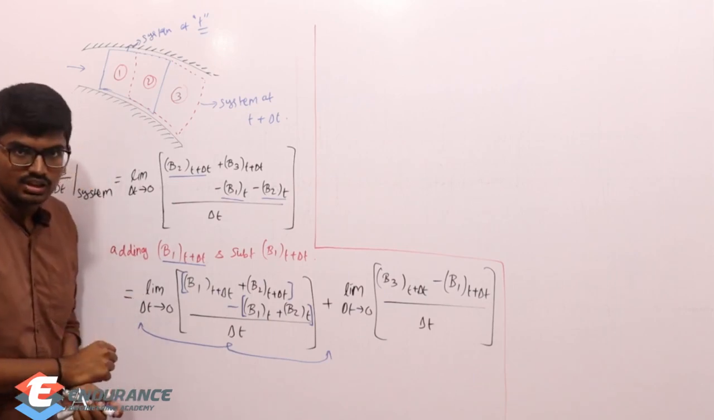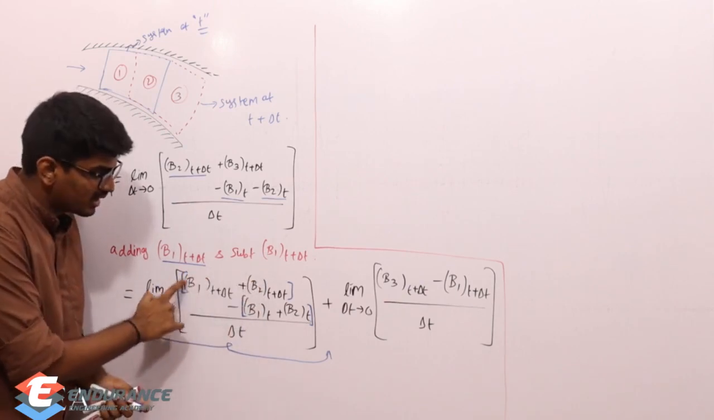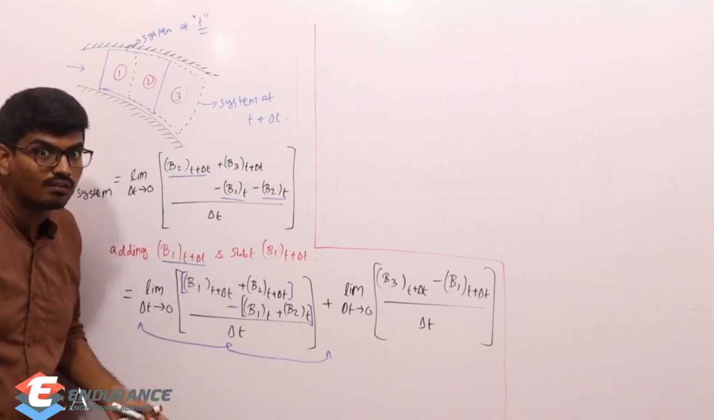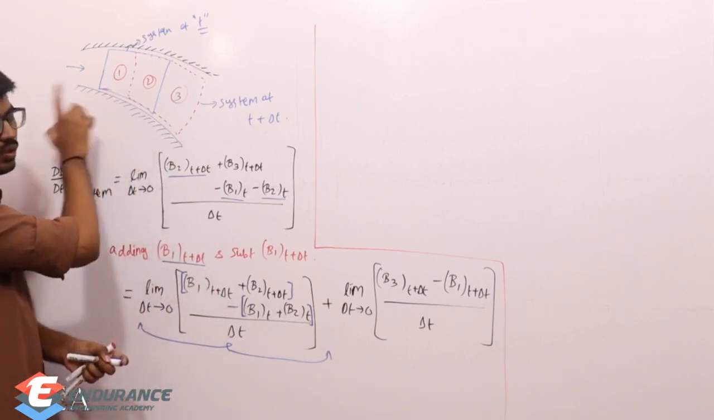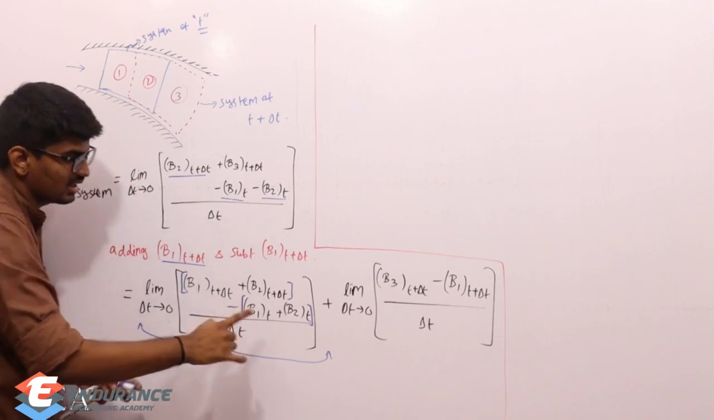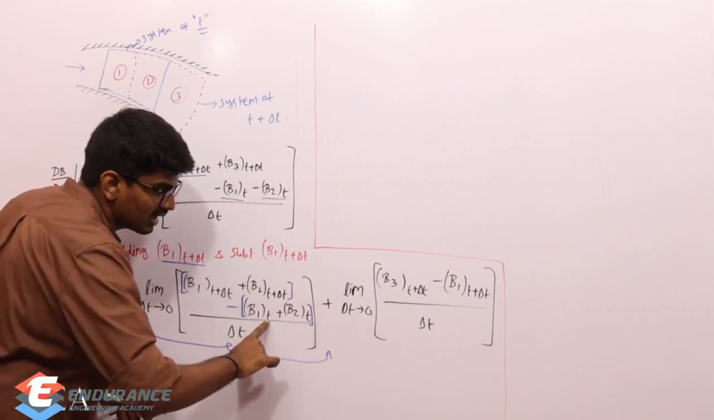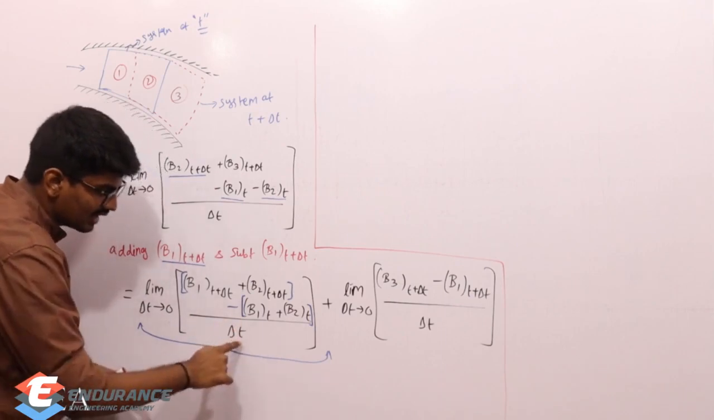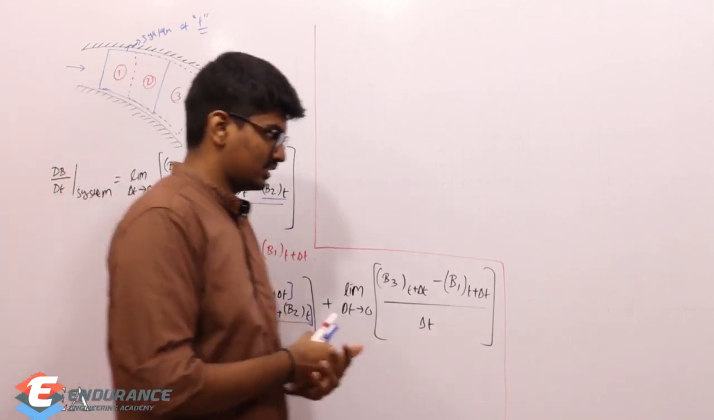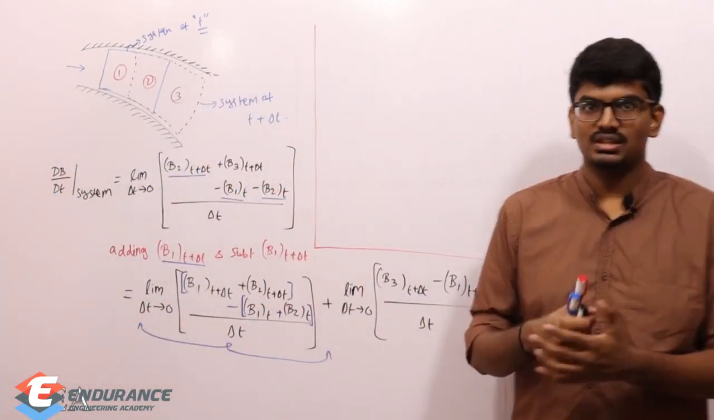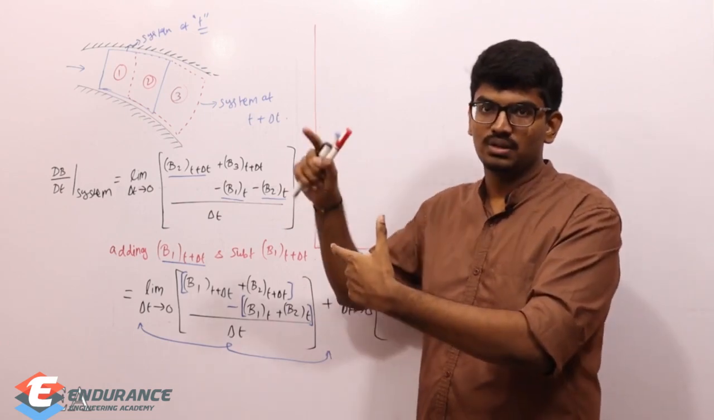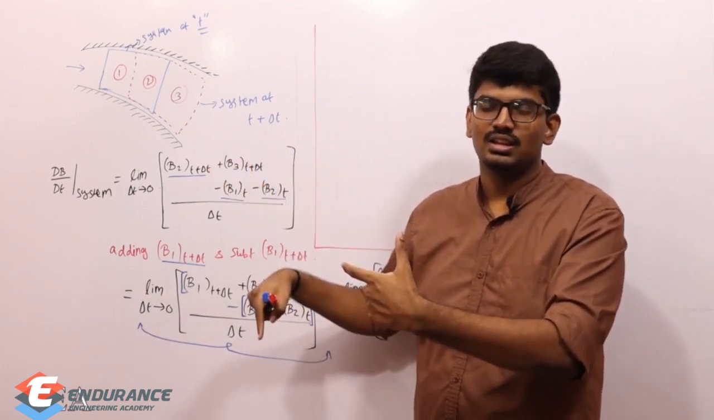So limit delta t tending to 0, control volume condition of B at t plus delta t, because control volume will always remain as 1 and 2 only. Control volume is never varying. So B1 plus B2 control volume condition at t plus delta t minus b1 plus b2 control volume condition at time t. I'm finding the difference of these two, dividing with delta t, and applying limit delta t tending to 0. What is this indicating? See, basic definition of differentiation only. df by dx is equal to limit delta x tending to 0, f of x plus delta x minus f of x by delta x.